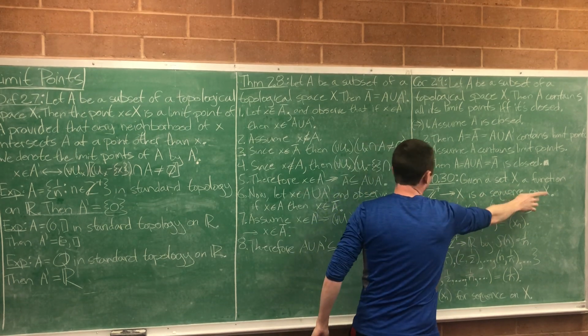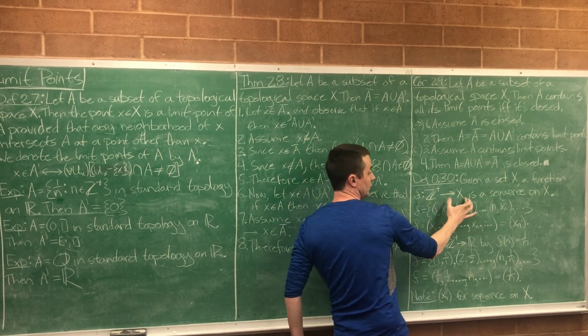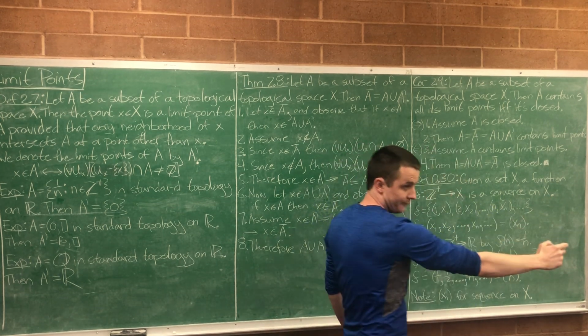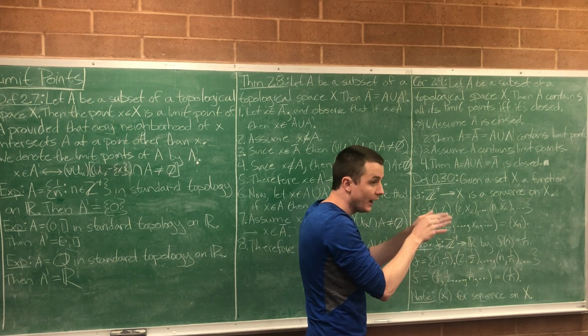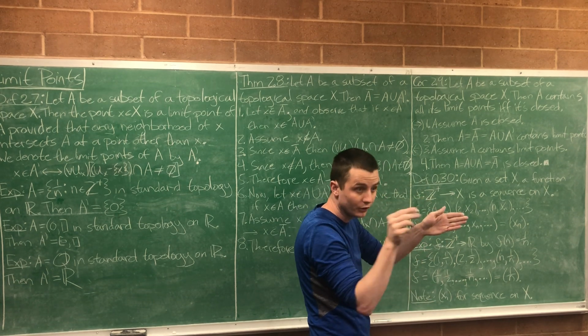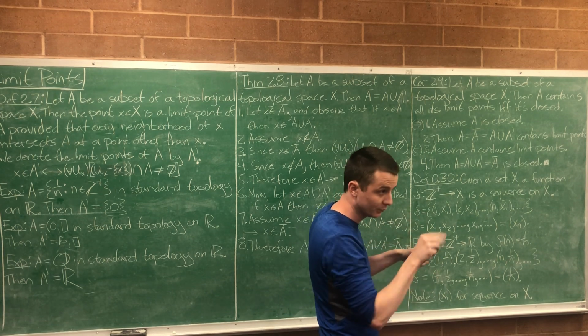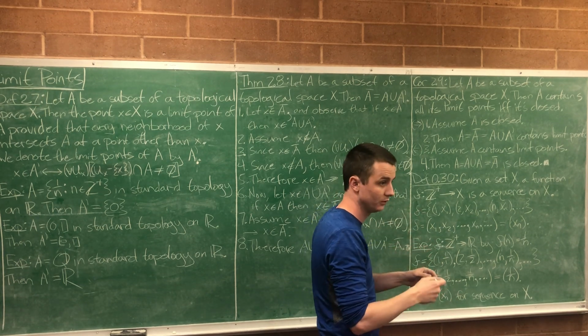So given a set X, a function f from the positive integers to X is called a sequence on X. It's going to take a bunch of elements from X, and it's going to put one first, one second, one third, one fourth, one fifth, one sixth. And the one that comes first is the one that 1 maps to. The one that comes second is the one that 2 maps to. That's all we're doing, right?